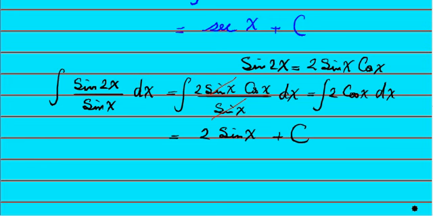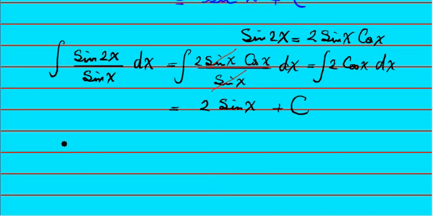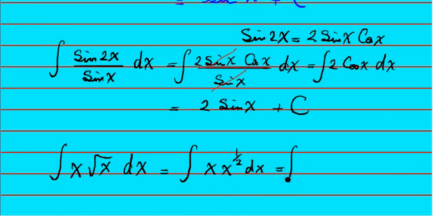Here are some other examples. Suppose you have x radical x dx. What should we do here? What formula do we have that will work? Try it for a second and come back. So x radical x, I combine it as x times x to the power of a half dx. That's obviously x to the power of 3/2 dx.